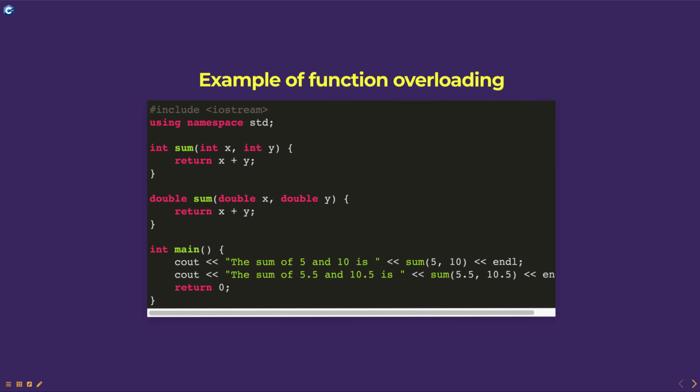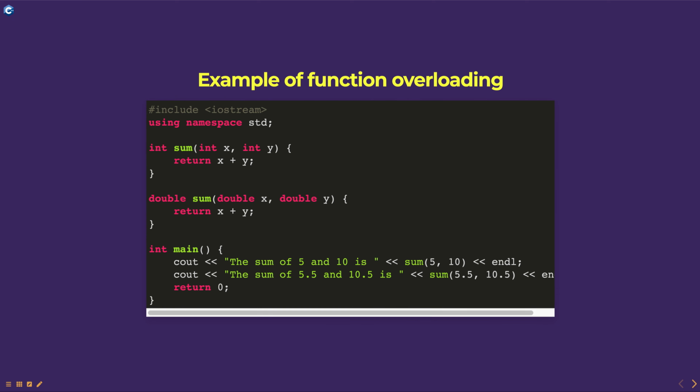Here is an example of function overloading in C++. In this code, two functions named sum are defined. The first function takes two integer arguments and returns the sum of the two integers. The second function takes two double arguments and returns the sum of two doubles.